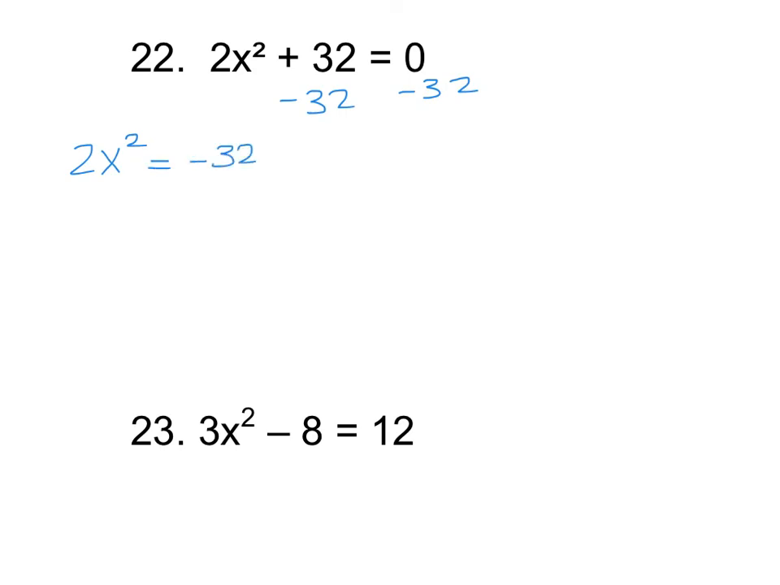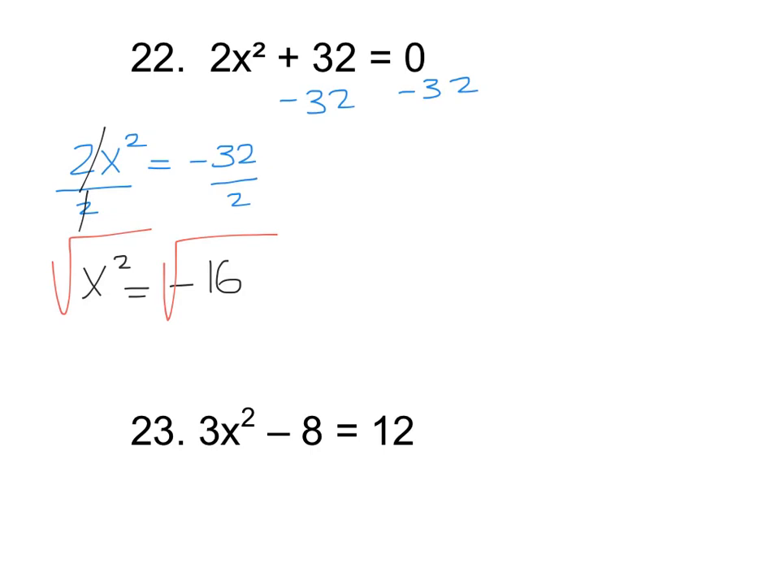Now I need x squared, not 2x squared. So I need to divide both sides by 2. So I end up having just x squared. Negative 32 divided by 2 is negative 16. Okay? I don't need x squared, I need an x. So I have to square root both sides.